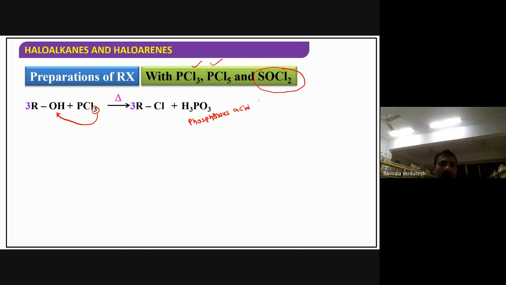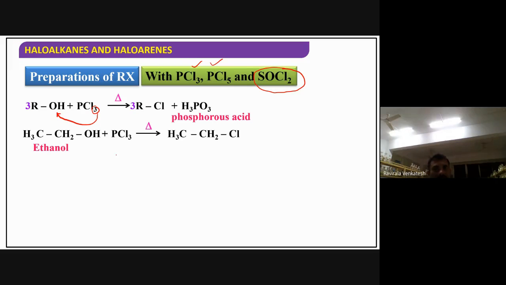Very simple. Alcohols, when they react with phosphorus trichloride PCl3 on heating, produce 3 moles of alkyl chlorides, and the byproduct is phosphorus acid. Now if I take PCl5, already we did, no problem. Take one example here, CH3CH2OH, which is called ethanol. Already we discussed this one. With PCl3 heating, we get 3 moles of CH3CH2Cl.